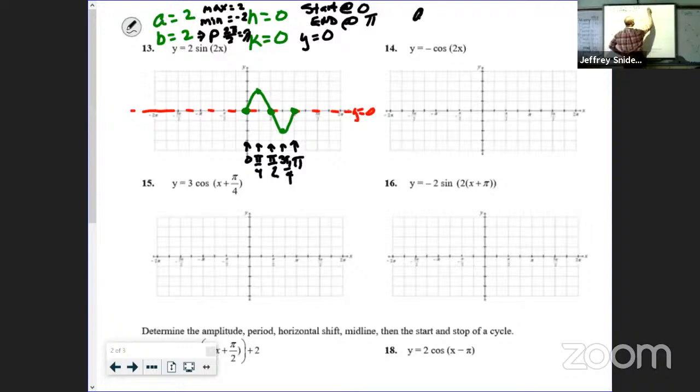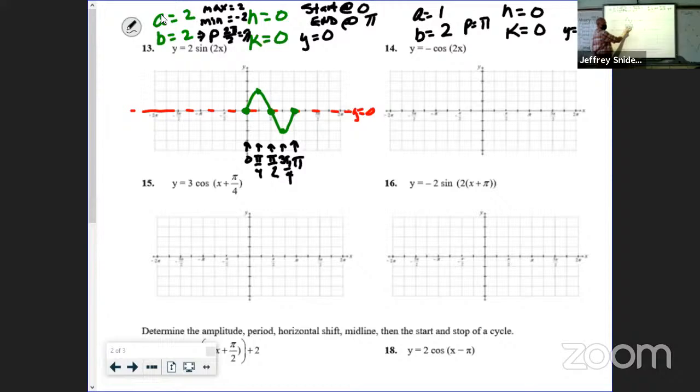All right, A is 1, B is 2, H is 0, K is 0. So what is this telling me? My midline's at y equals 0, my max is 1, my minimum is -1. The period for this is going to be what? Pi. So it's going to be using these exact same values I used over here, because there's no phase shift. So I'm just going to go ahead. I know this is at 0, pi over 4, pi over 2, 3 pi over 4, and pi.